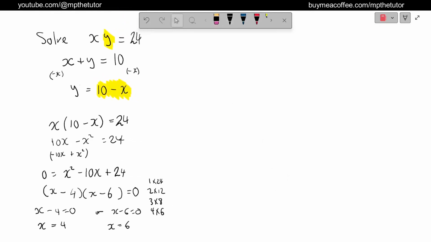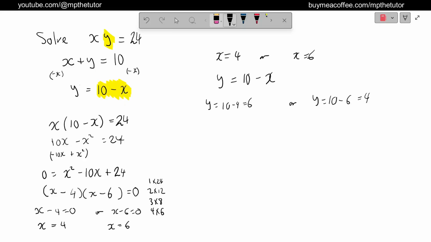So we're almost there. We now need to find y. Well, we have x equals 4 or x equals 6, and we have y equals 10 minus x. What does that mean? Well, that's y equals 10 minus 4, which is 6, or y equals 10 minus 6, which is 4. So you have x equals 4 and x equals 6, y equals 6 and y equals 4.